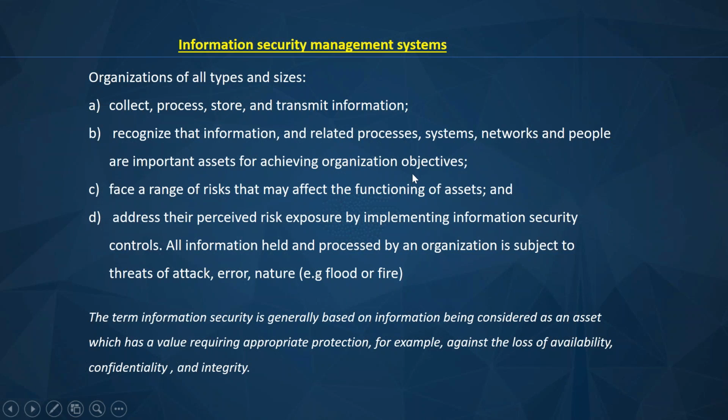So the term information security is generally based on information being considered as an asset which has a value requiring appropriate protection, for example, against the loss of availability, confidentiality, and integrity. I'm sure you know about those three terms now, the three security goals, the triad. So it's all about information security of this asset. Even you that is working in that organization, you are an asset to them, because they know that without you, they cannot achieve their organization's objectives. So information security encompasses all of this together.